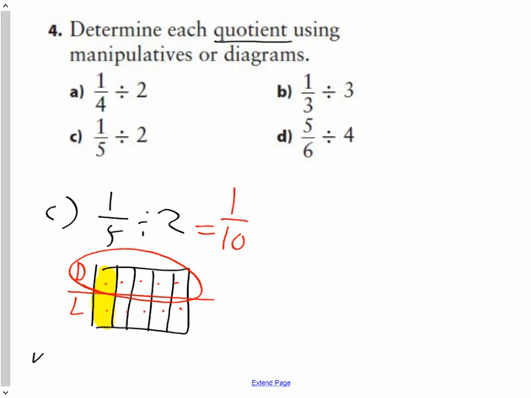Without grabbing a calculator, does anyone know what 1/5, the fraction 1/5, is as a percentage? 20%. So if I say 20% divided between two people, each person gets 10%. Does that make sense with our answer? Yeah, it does. 1/10 is 10%.